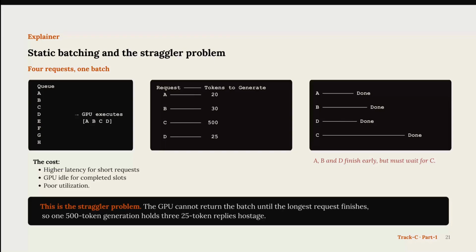A, B, C, A, B, D is done. Nothing else has come in. Yeah. Only C is continuing. This is a poor utilization. Okay. That's why it's called static batching, and it's a straggler problem.